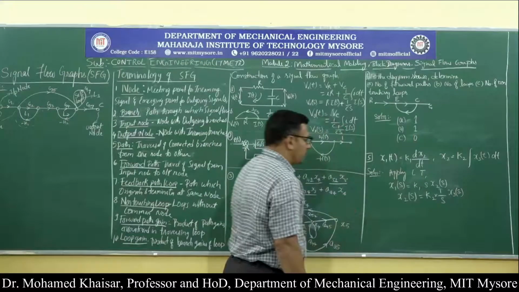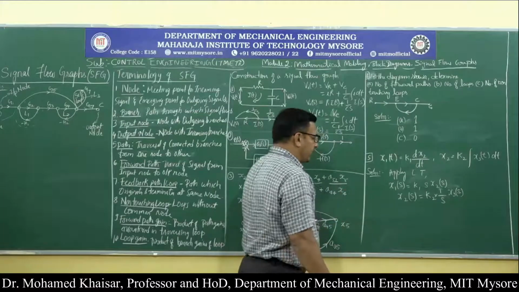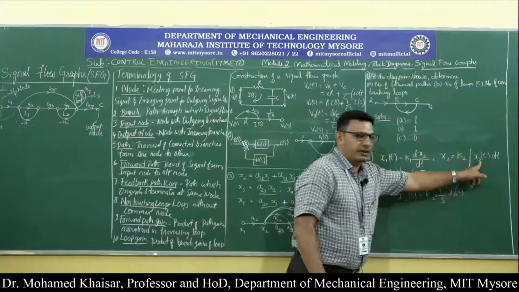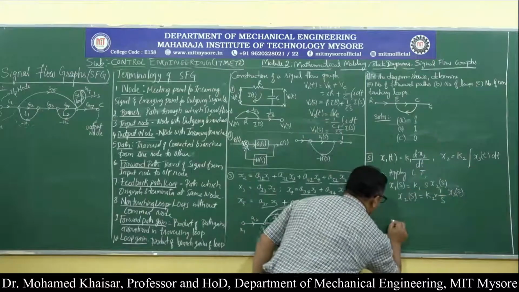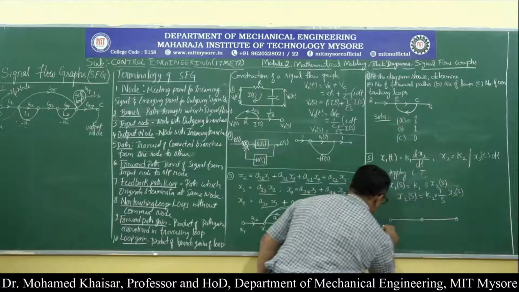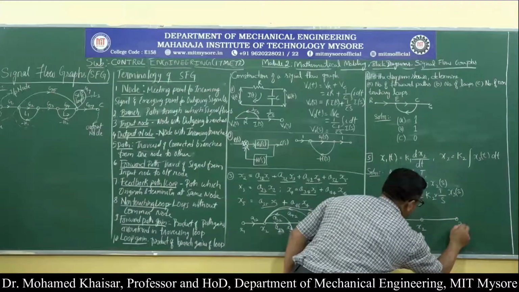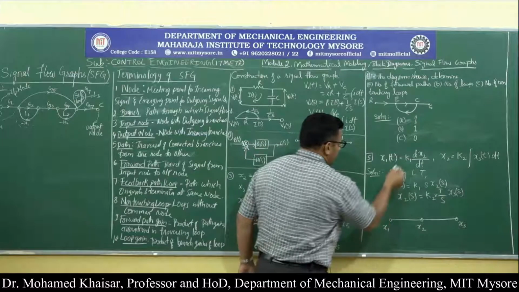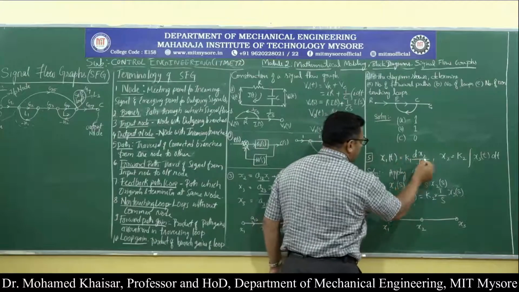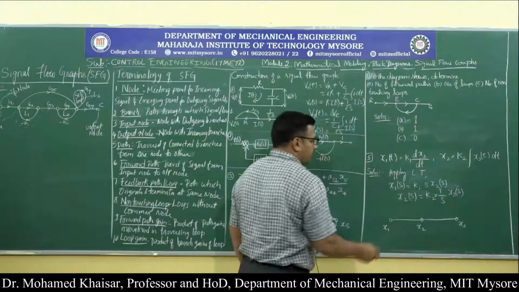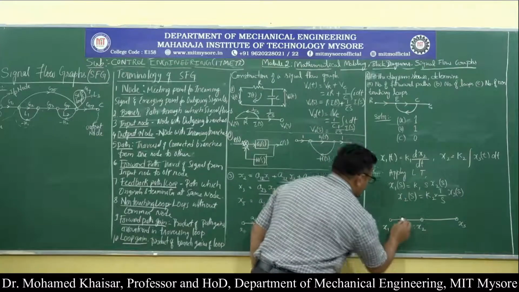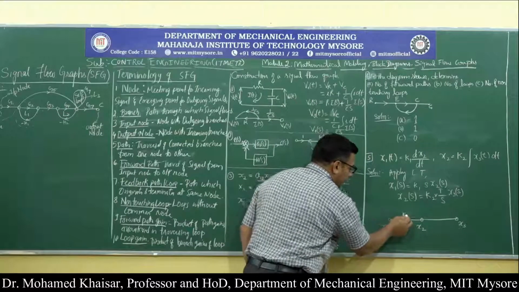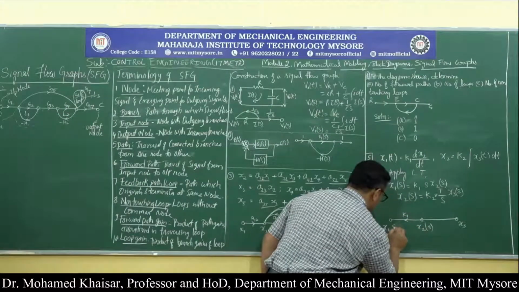Now, if you try to draw the signal flow graph for this, how many nodes are there? x1, x2 as well as x3. 3 nodes you have to write. So x1, x2 and x3. Then what is x1? x1 is equal to k1 into s into x2 of s. So this is the branch with gain k1 s, x1 is equal to k1 s into x2 of s.